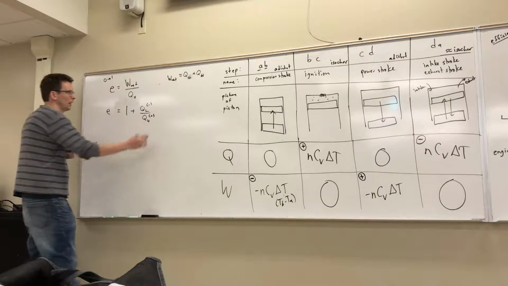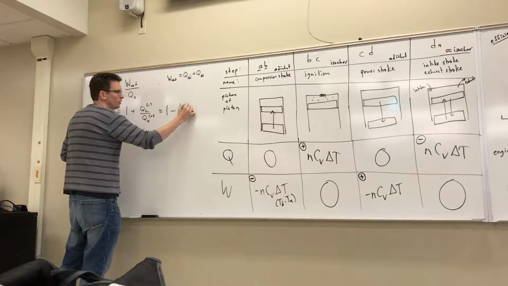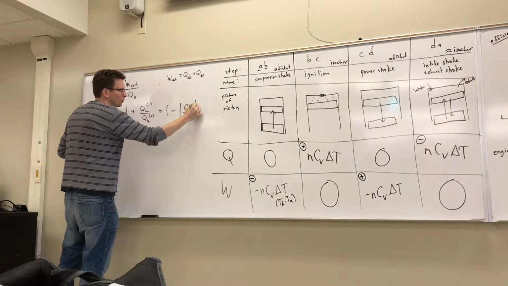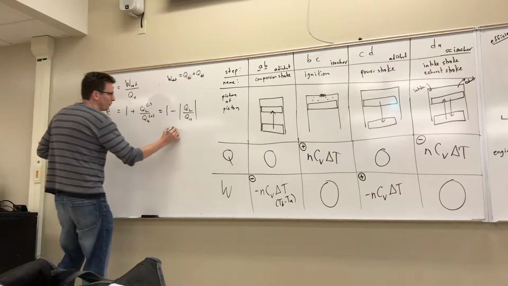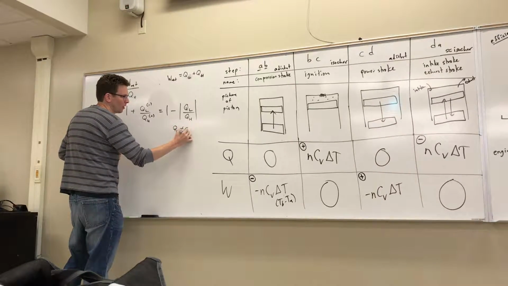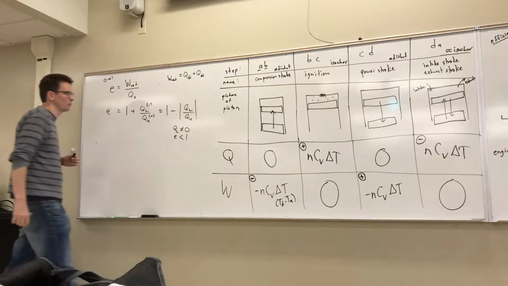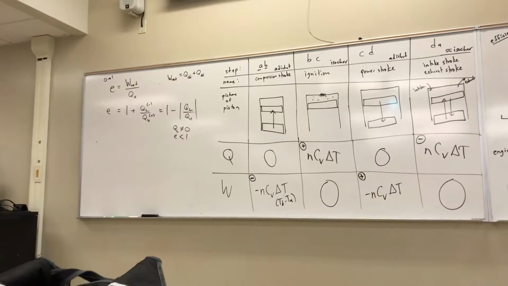Some people like to do it like this, just to remind themselves that you are subtracting off of 1, okay? So you can see if the Q_L can't be 0, then the efficiency will be less than 1, okay? Makes sense.